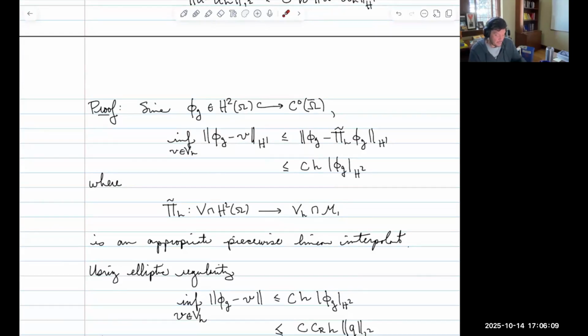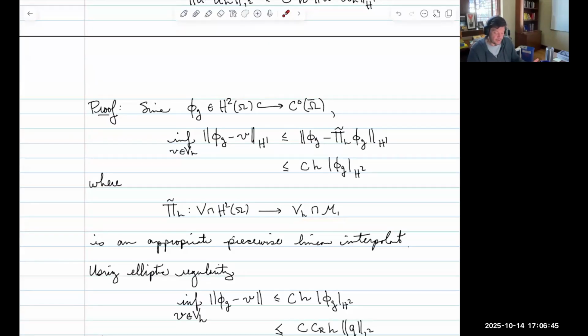And so let's look at that infimum that appears in the Aubin-Nitsche lemma. What we have inside of there is the H1 norm of phi g minus v, and we take the infimum of v over Vh. Well, I'm going to replace this infimum by using the interpolant of phi g. Why do I care that this function is continuous? Because it's continuous, it has an interpolant, and the interpolant that I want to use gets us into Vh.